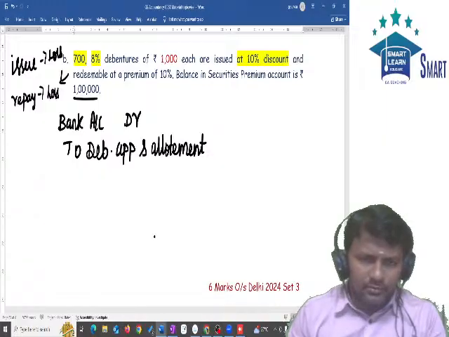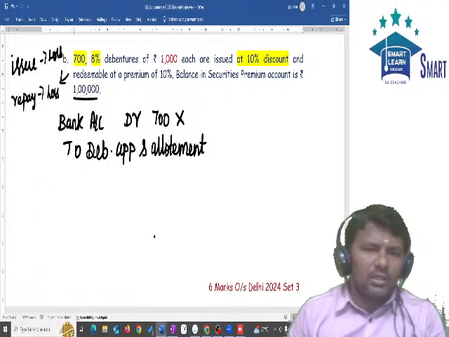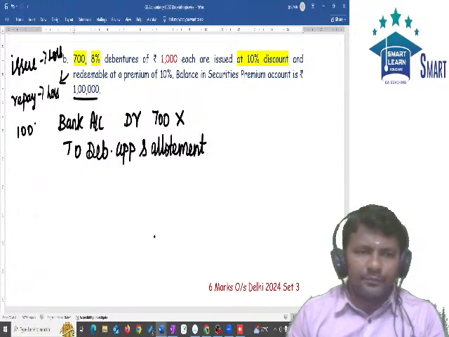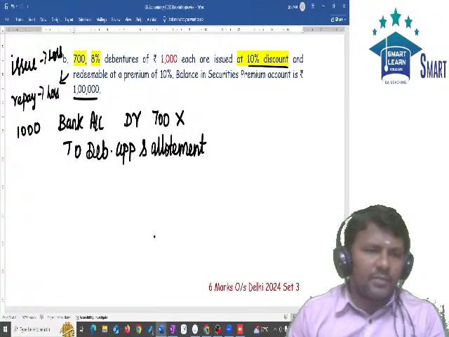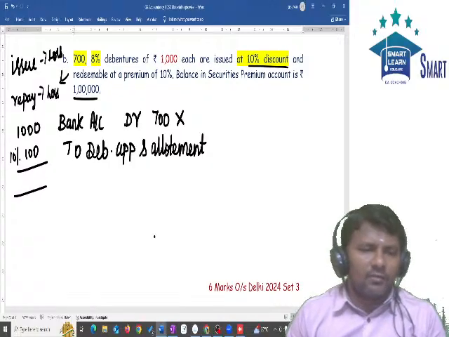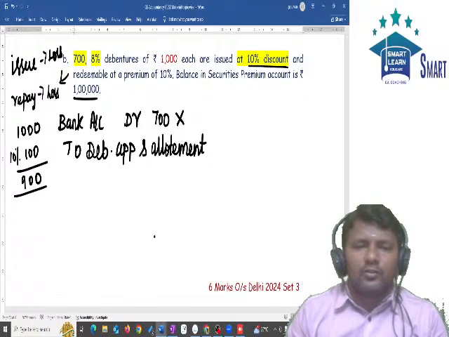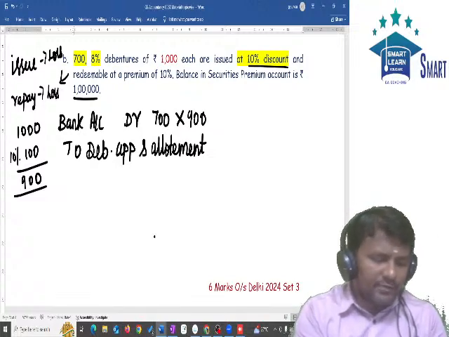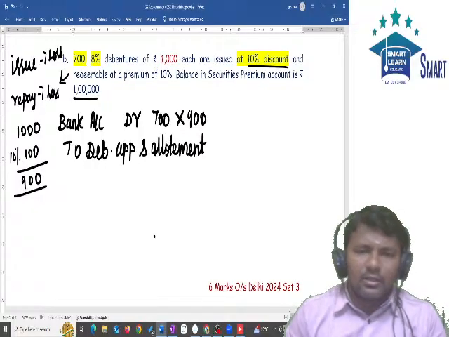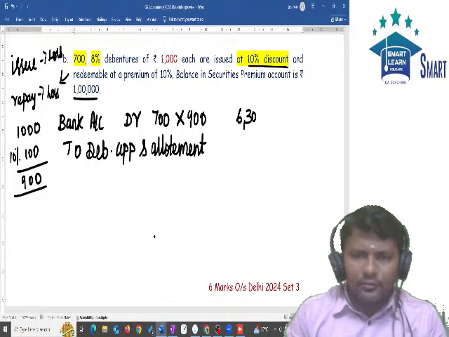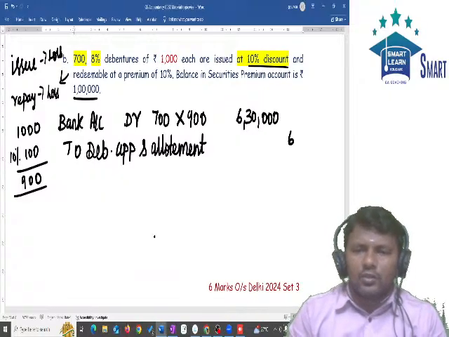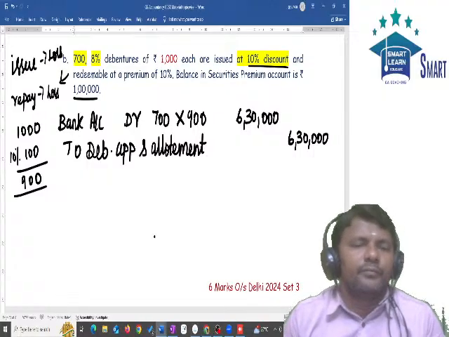How many debentures? 700 debentures. What is the price? Face value is 1000, and we also have a discount of 10%. 10% of 1000 is 100. 1000 minus 100 gives you 900. So these debentures are issued at a discount, at 900. What is the amount? 700 debentures into 900 will give you 6,30,000. So bank account debit to debenture application and allotment is 6,30,000.